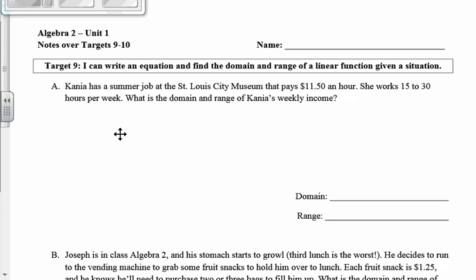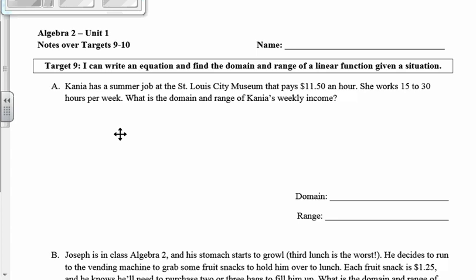Here we have our last two targets of Unit 1, Target 9 and 10. And so you'll notice that we have some situations here. So we're going to use what we already know about writing equations, inequalities, and discuss some domain and range in those context situations. So if you look at Target 9, it says I can write an equation and find the domain and range of a linear function given a situation.